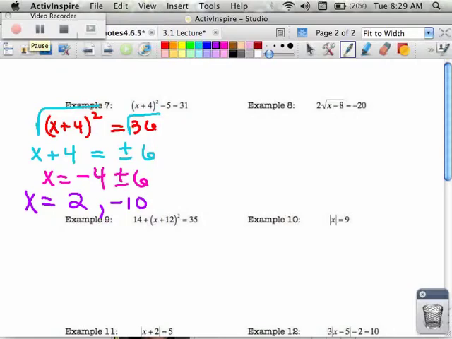In example 8, there's a 2 in front of the radical, so I divide both sides by 2. If I divide the left side by 2, the 2 in front of the radical is gone, so I get x minus 8. If I divide negative 20 by 2, I get negative 10. Now I want you to think about this. When can a square root ever turn out to be negative?